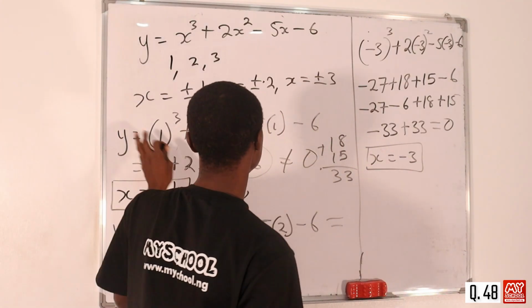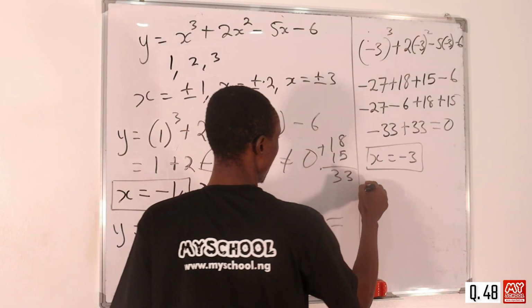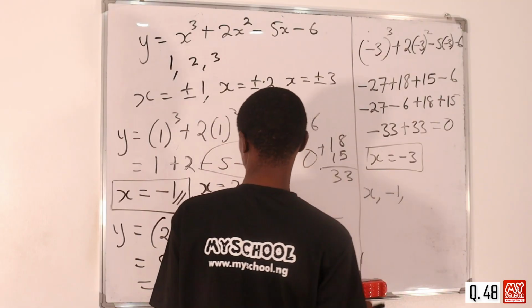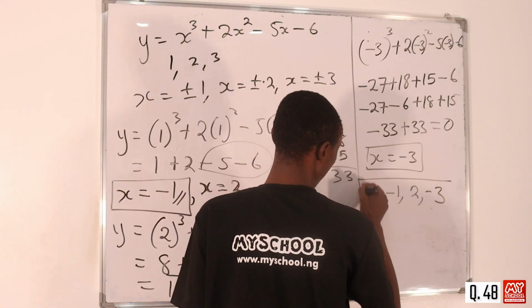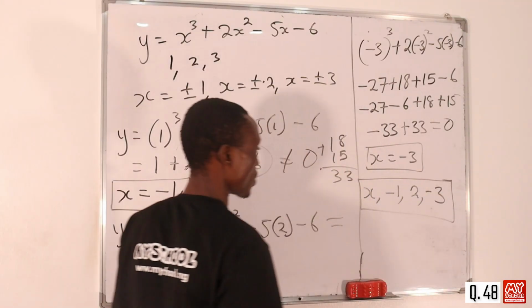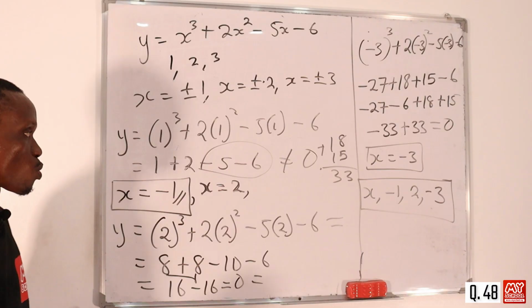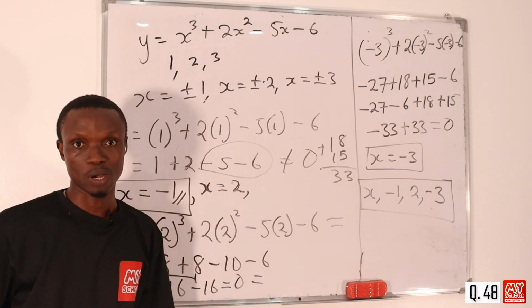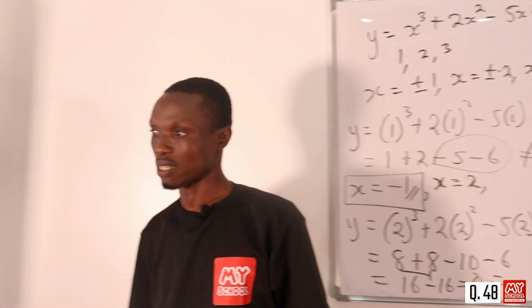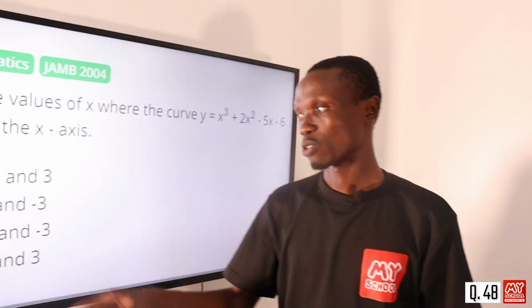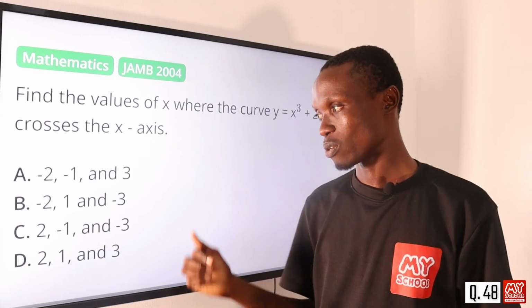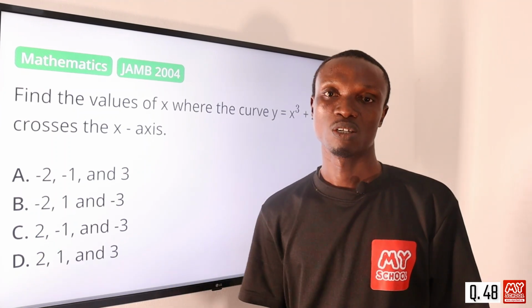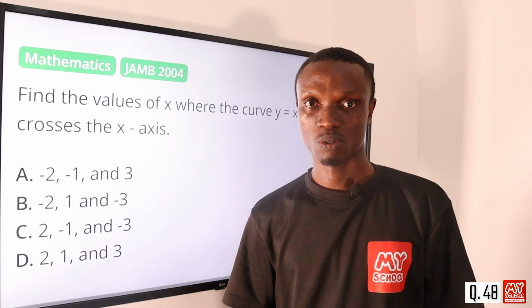Okay, so the three values of x are minus 1, then 2, then minus 3. So these are the three values of x: minus 1, 2, minus 3. So let's return back to the screen to pick the correct answer to this question, and that is option C, because we got minus 1, then 2, and minus 3. So that makes option C the correct answer to this question.